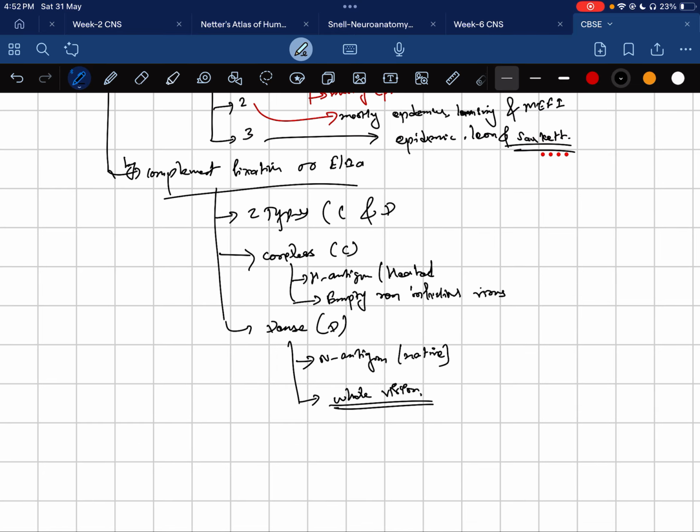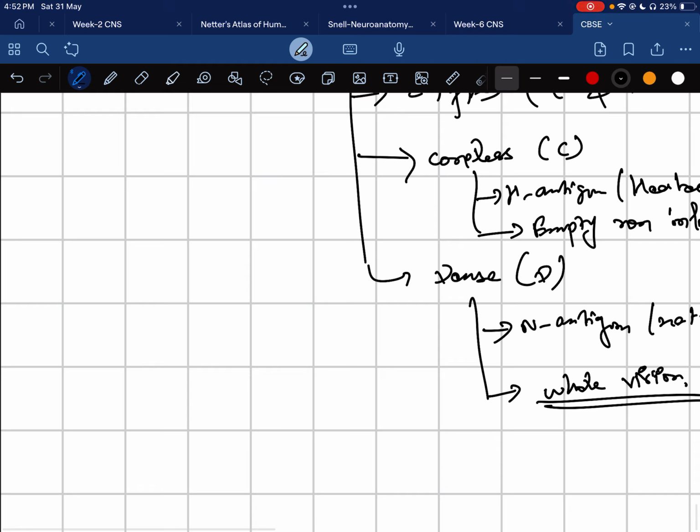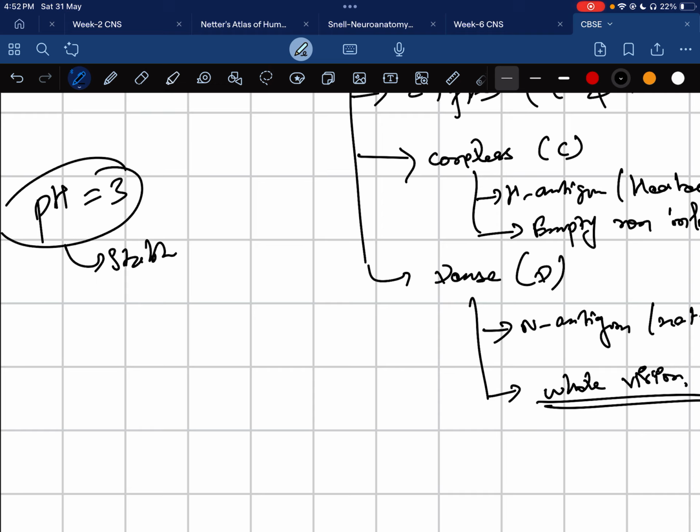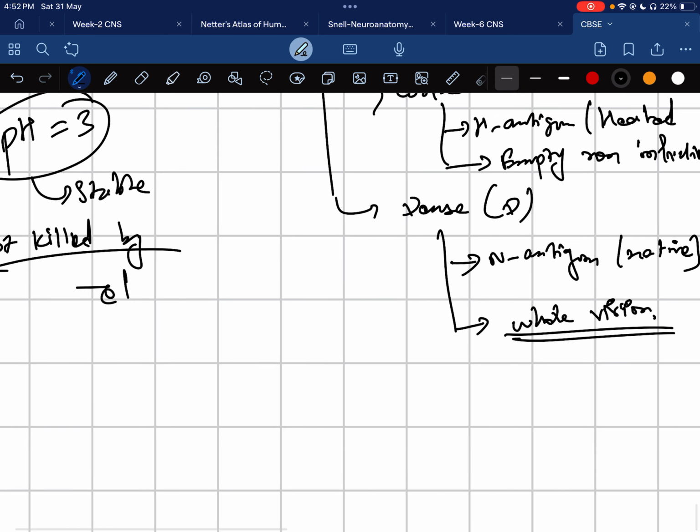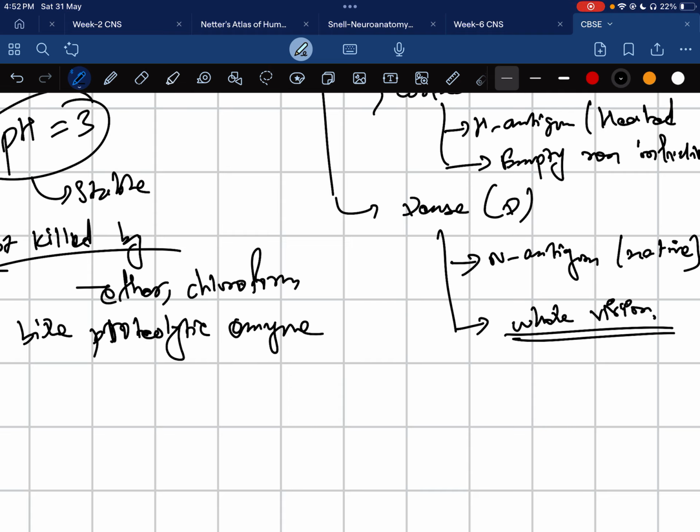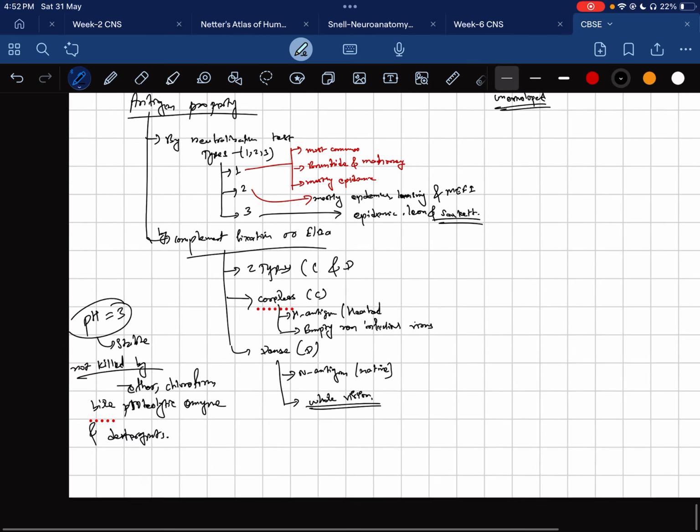This virus is not killed by ether, chloroform, bile, proteolytic enzymes, or detergents, and it is stable at acidic pH. This is regarding the antigenic property.